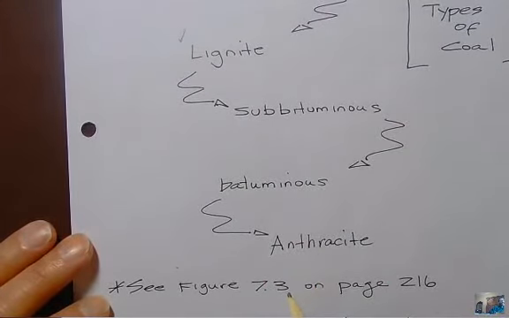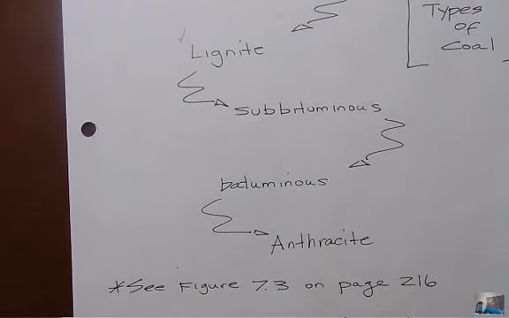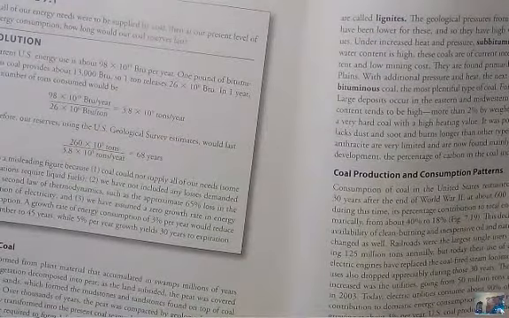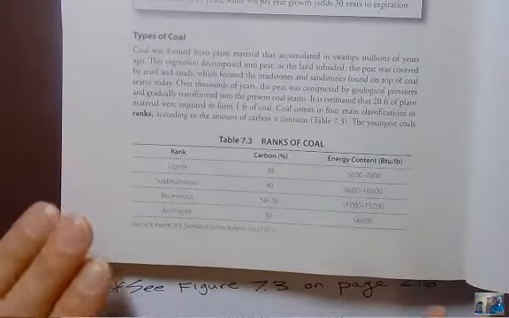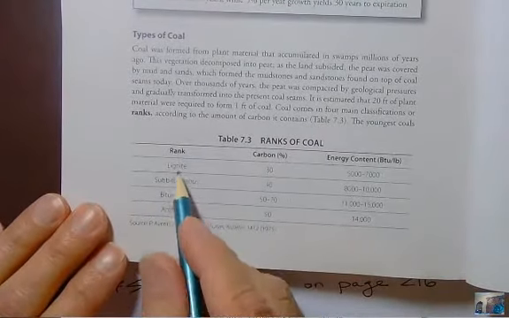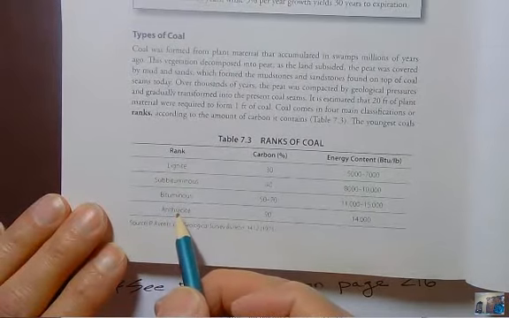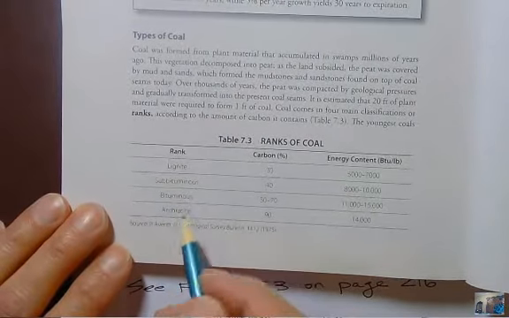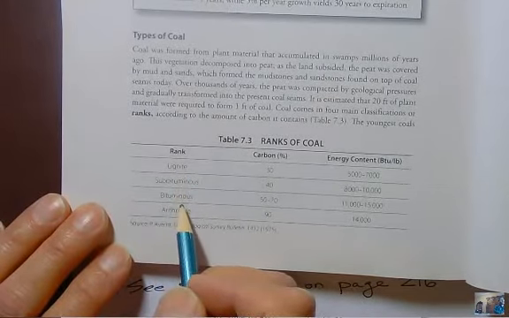Okay, I'm going to show you this figure on page 216. It's at the bottom. See if I could just autofocus it a little bit. So it ranks the coals, right? The last one, they're all considered a type of rock, right? Anthracite would be considered a metamorphic rock, where bituminous and subbituminous and lignite would be considered a sedimentary rock, okay?